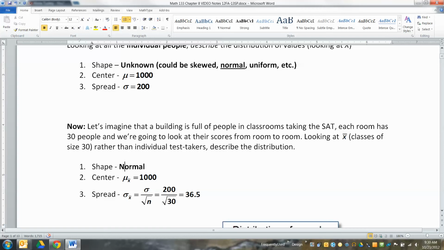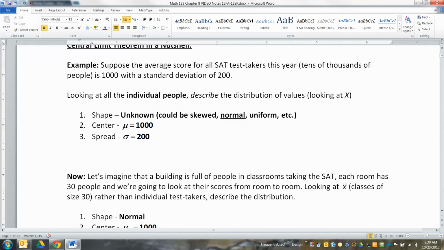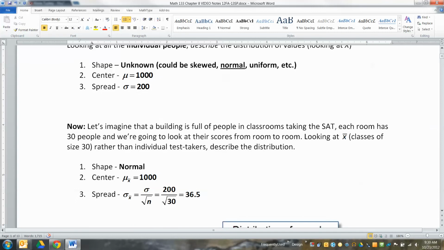That would be an amazingly high classroom. Lots of people in the 1300s and 1400s. That's high numbers for that test, right? So that's far less likely than an individual. Getting a single person to be 1,200, it happens. But getting a room of 30 people to average out to 1,200, that's not likely at all.